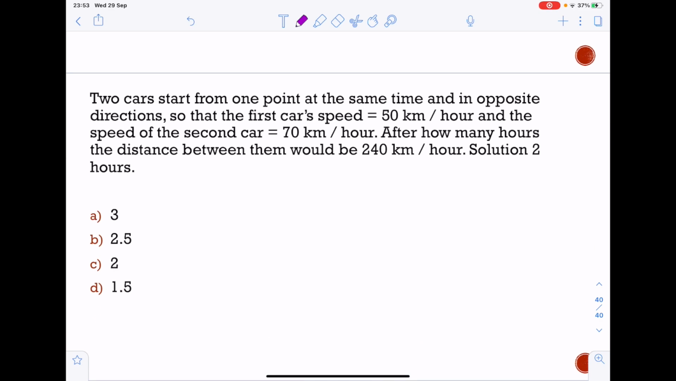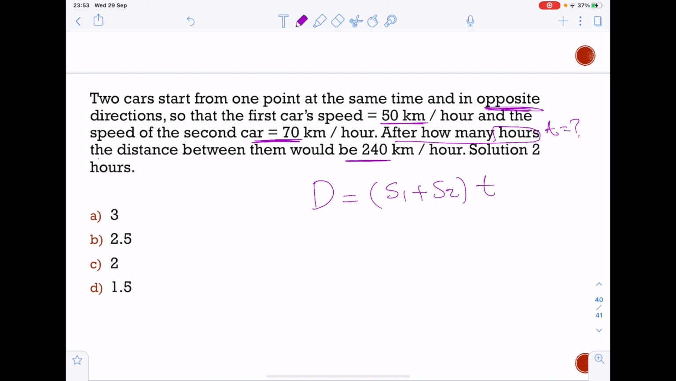Okay, for this question, 2 cars start from one point at the same time in opposite directions. So here we have opposite directions, and the first speed is 50 and the second speed is 70. After how many hours? Here they want t, the time. The distance between them would be 240. The formula is d equals speed number 1 plus speed number 2, times t.